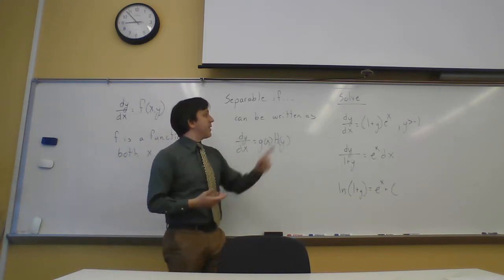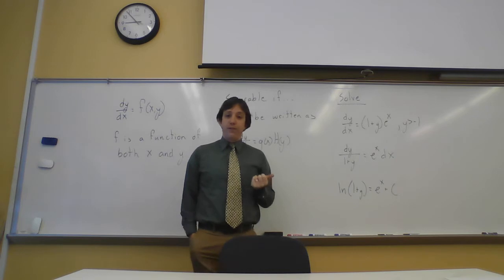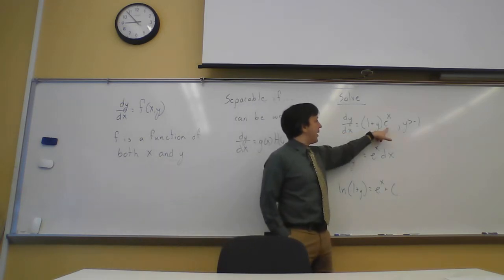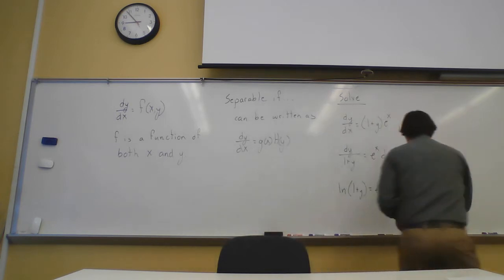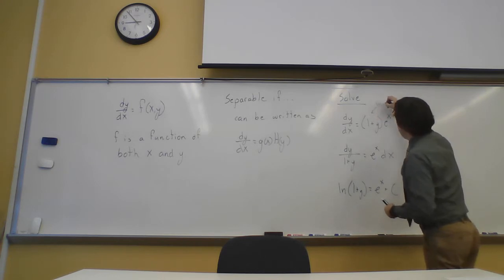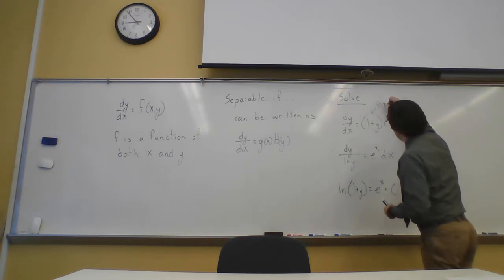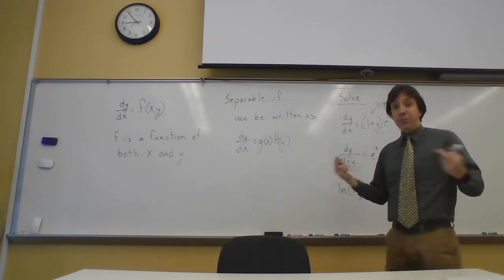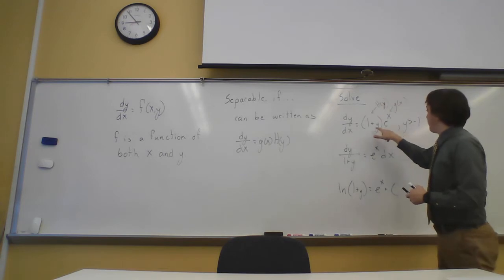So for example, let's solve this separable differential equation. We have dy dx is equal to 1 plus y times e to the x. So in this case, here's my g of x and my h of y. Right? The x and y, basically x and y are completely separate from each other with multiplication in between.